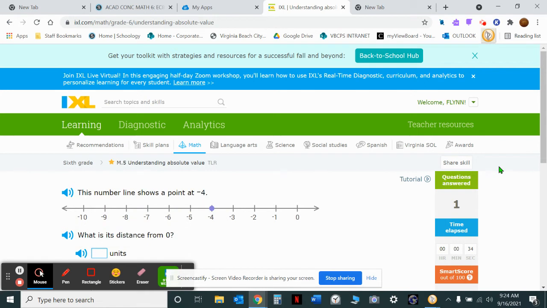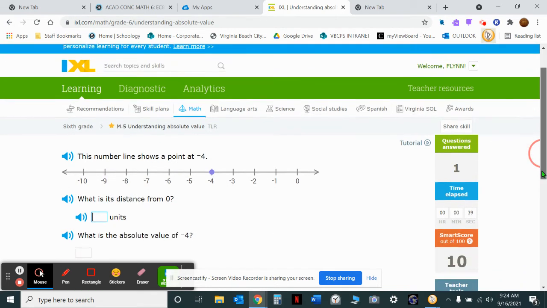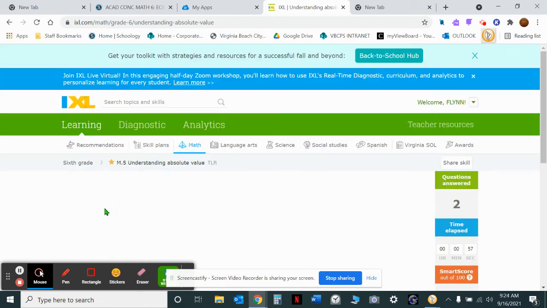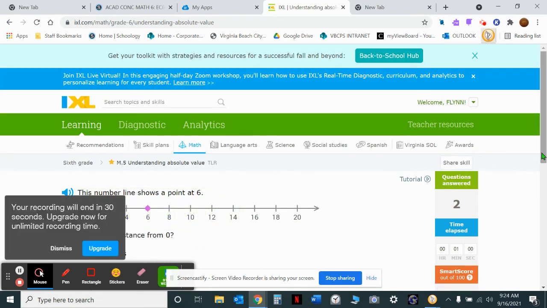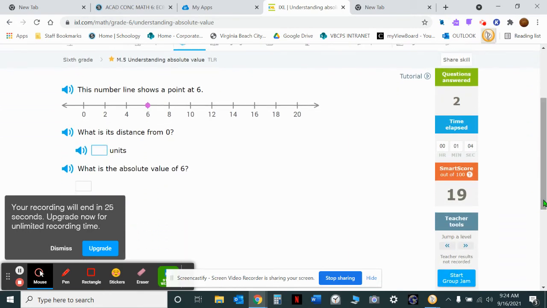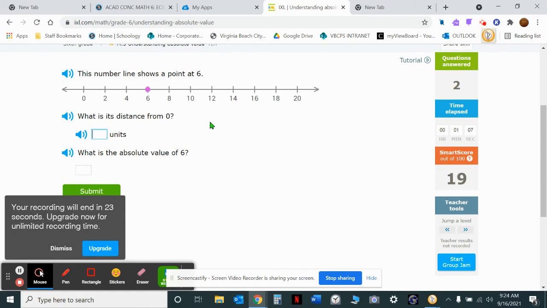Good work. The number line shows a point at negative 4. How far from 0 is negative 4? Well, here's negative 4. We don't start counting until we move. 1, 2, 3, 4. Negative 4 is 4 units away from 0. So the absolute value, the distance from 0, is actually going to be 4. Okay, easy peasy. No matter what the number is, absolute value is always going to be positive. And no matter what we got going on, all we have to do is write down that unit.